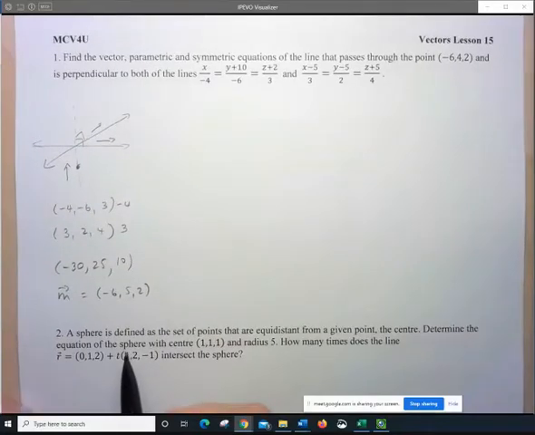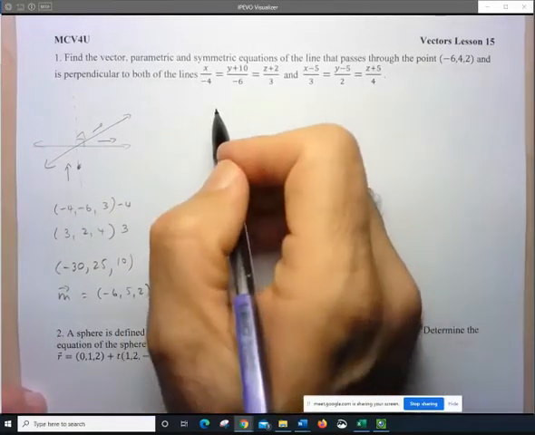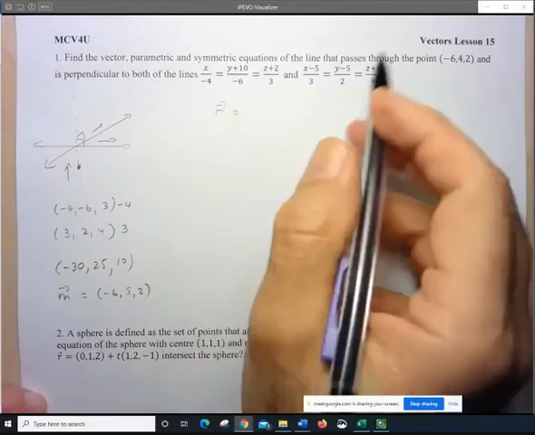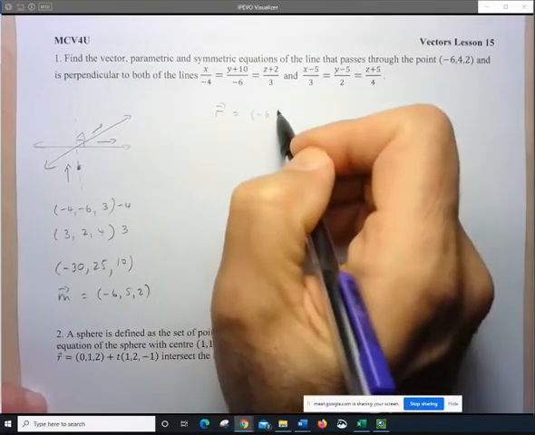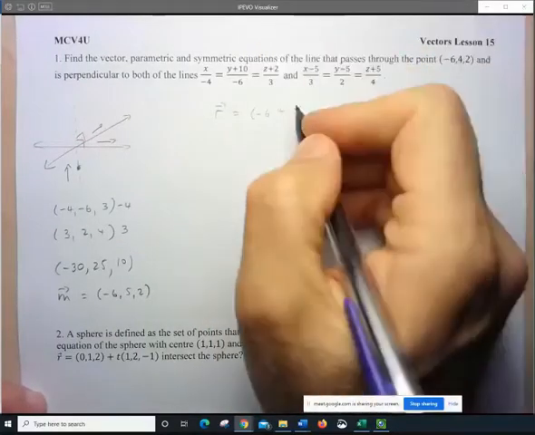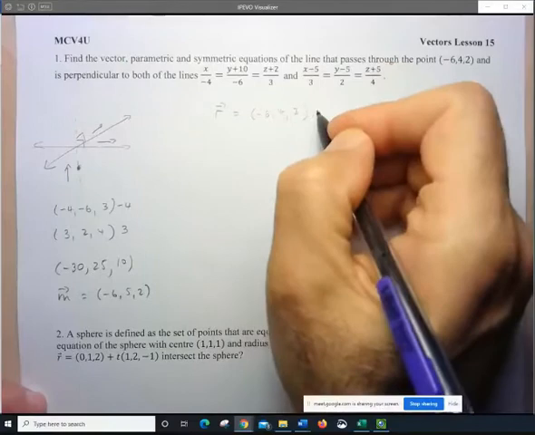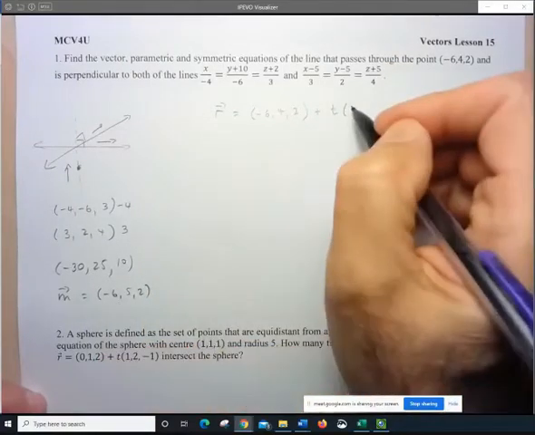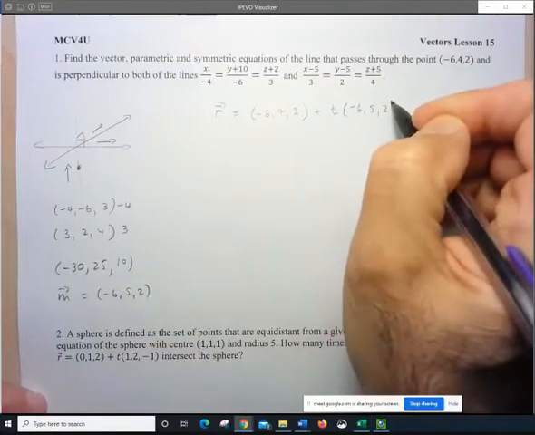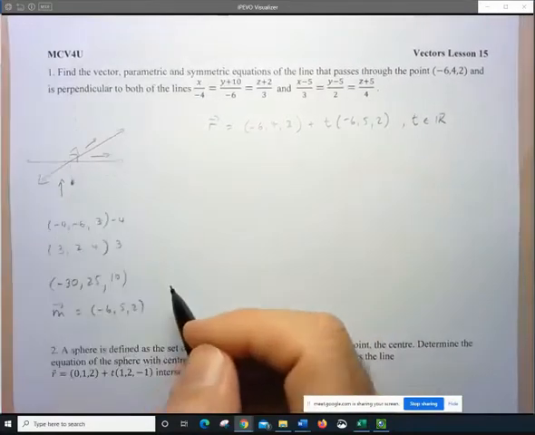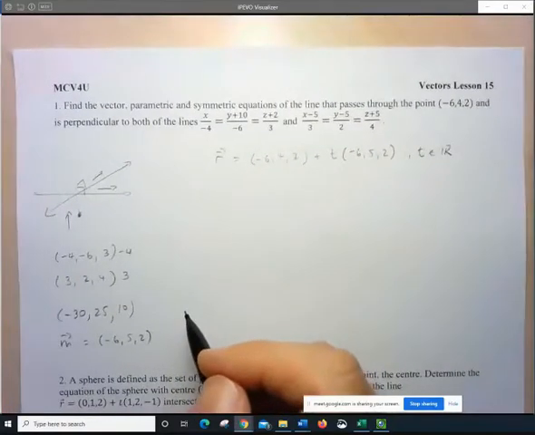Okay, and so now I can just start writing my answers. My vector form is just going to be my given point, which was (-6, 4, 2), plus t times my direction vector, which is what I just found here, (-6, 5, 2). And I need to specify here that I'm taking all values for t.